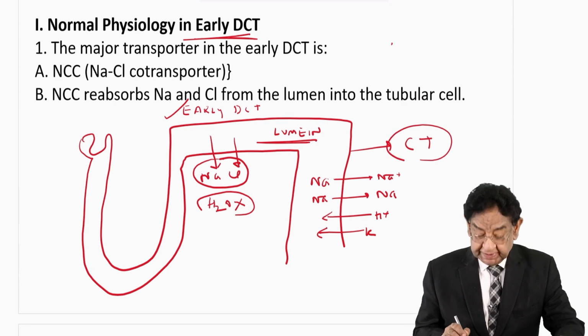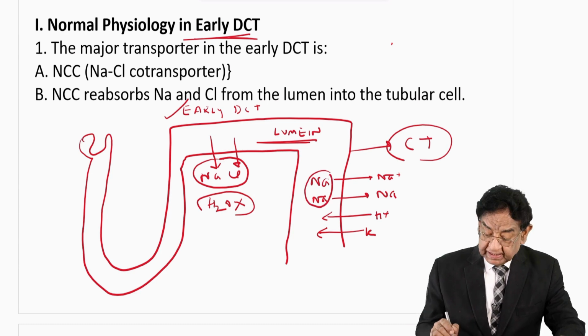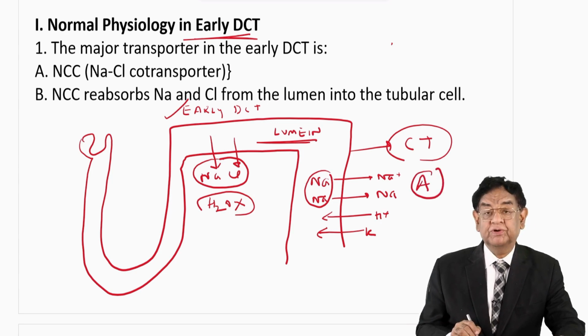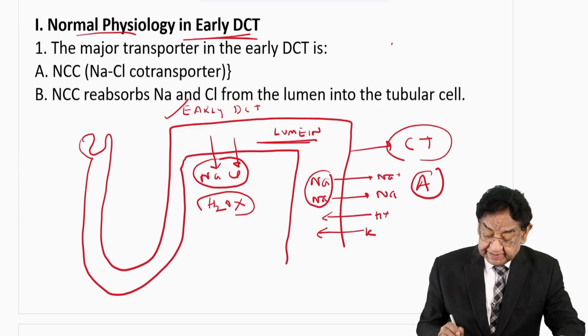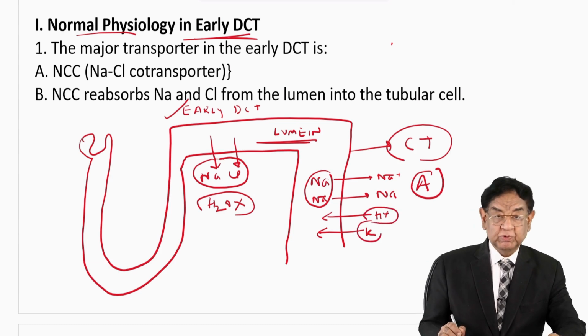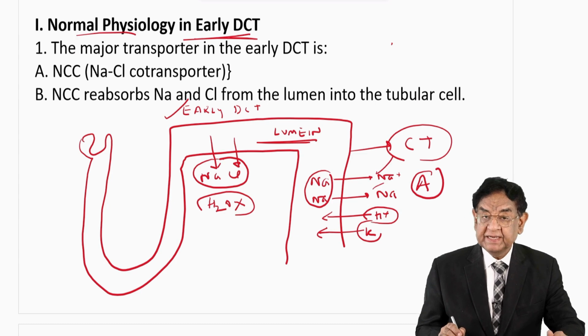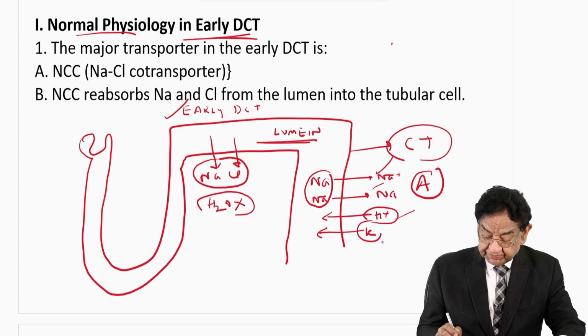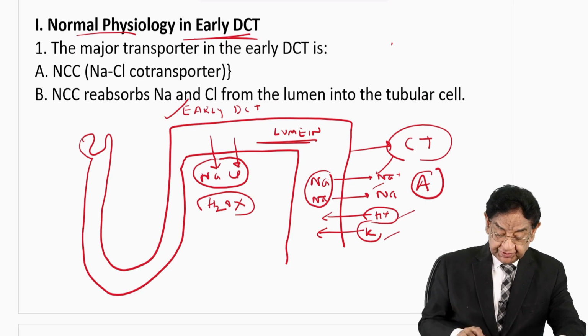Now, whatever sodium has come like this, it is getting reabsorbed under the influence of aldosterone, A for aldosterone. Remember, I am talking about normal physiology. So normally one H ion goes out and one potassium goes out. Why? Two positive particles have entered the cell, and to neutralize this electrostatic imbalance, one H and one K has to go out.